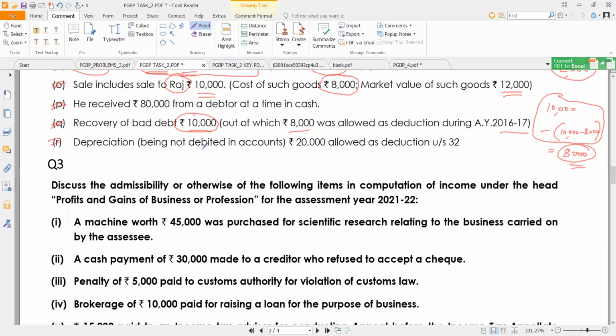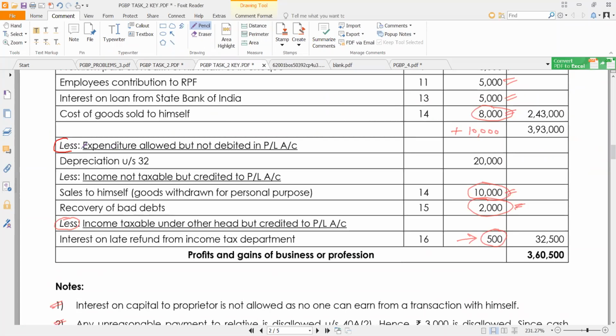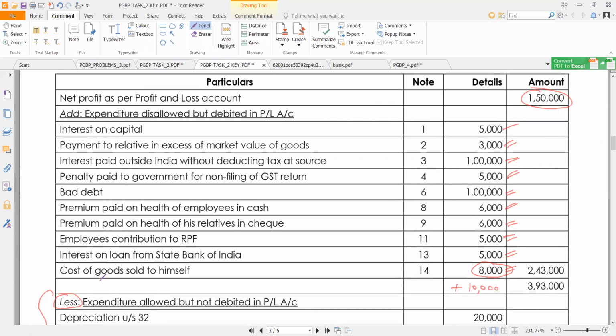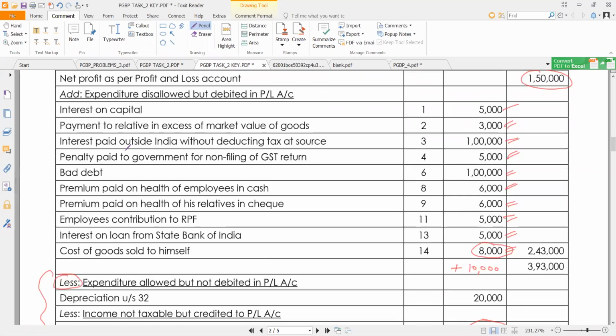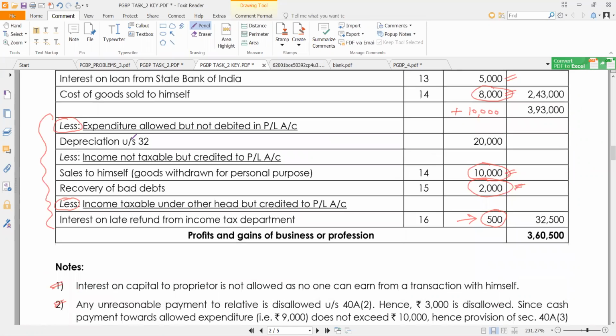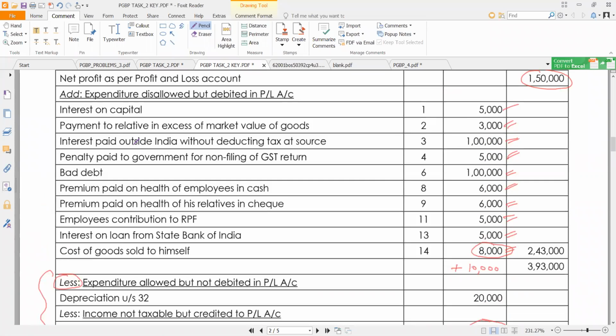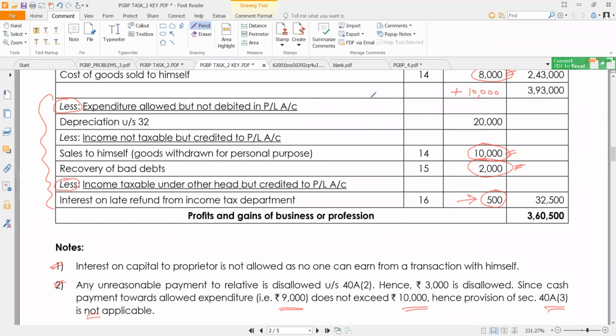Depreciation. Yeah. Depreciation not debited in accounts, 20,000 rupees allowed as deduction. Since it is not already debited in accounts, that has to be also reduced. You don't need to show all these less things separately. Not required. Don't go with that unnecessary presentation. Simply write net profit as per P&L account, add, less. That's all. You don't need to segregate them into four different categories with headings and all. Not required. That much time will not be available. So whatever the items to be added, write the description very clearly. That is enough. And write the reason very clearly in the notes, if time permits. And of course, refer to the section number wherever you remember it. Then that is enough. So no need for less because of this, add because of that. Not required. Just headings are not required.